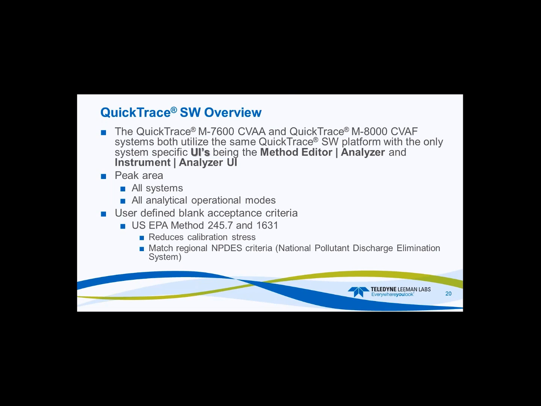So peak area, all systems, all analytical modes of operation, and then also you can define the blank acceptance criteria for US EPA 245.7 and 1631. Different regions have different discharge limits, so this is all called out for in EPA 1631 and 245.7, so you can change that so you're not locked into the absolute cleanest blank acceptance, and so this reduces a lot of that stress when you're running those methods and when you have to report to NPDES.